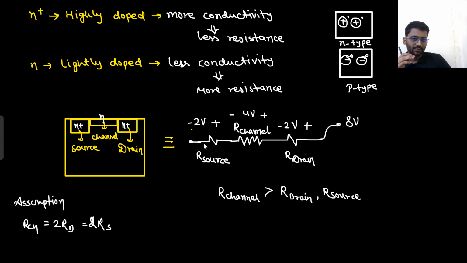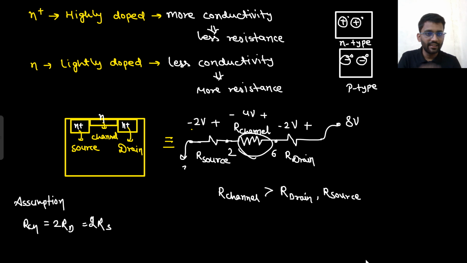Say yes or no. And this potential is linearly divided, like here 8 volt, then here 6 volt, then here 2 volt, and here 0 volt. So 8 volt, 6 volt, then in between this resistance somewhere 5 volt, 4 volt, 3 volt, 2 volt, 1 volt, then 0 volt. So this is linearly divided. The 8 volt I am applying here will be linearly divided across drain, channel, and source.